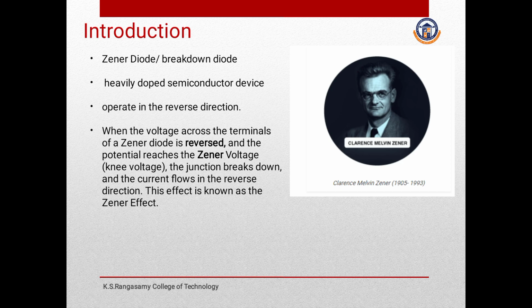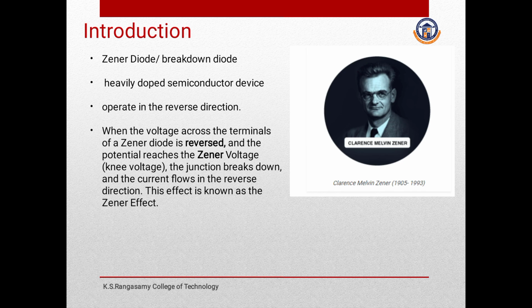We already know the PN junction diode works only in the forward bias condition. In reverse bias condition, it acts as an open switch. So in order to make the diode work in a reverse bias condition, we go for the Zener diode with a heavy doping, so that the Zener diode allows the current flow in reverse bias condition. It operates in the reverse bias.